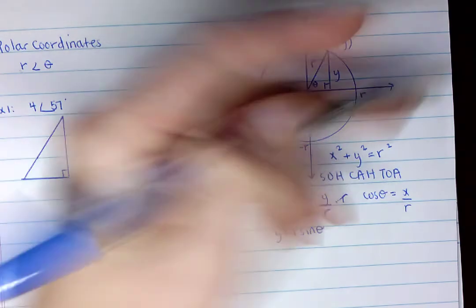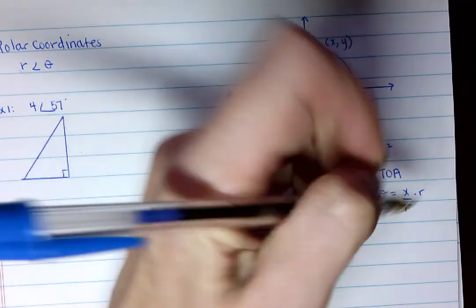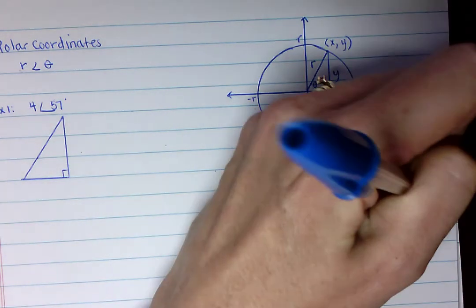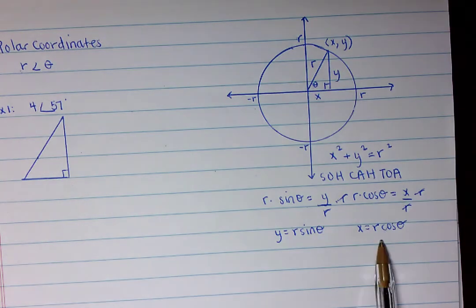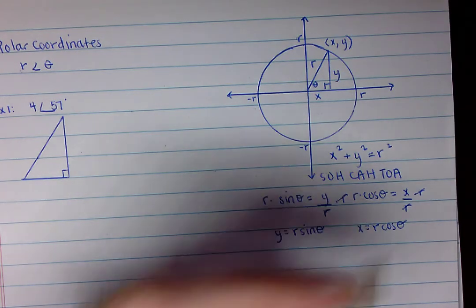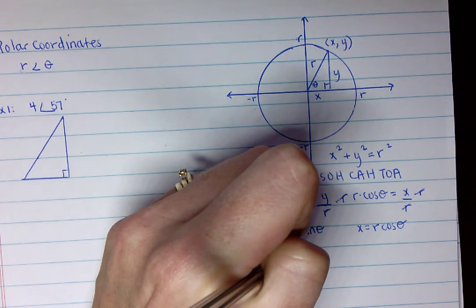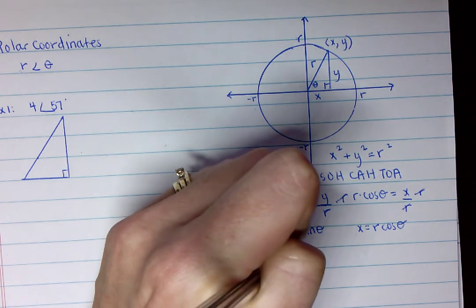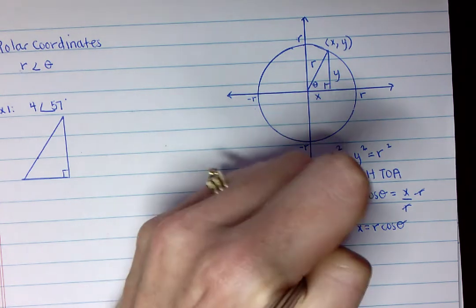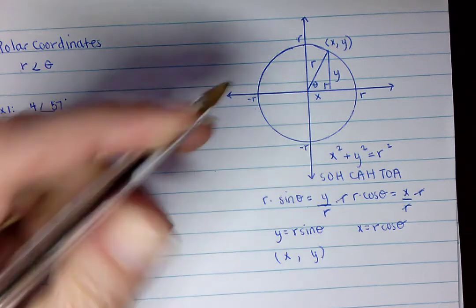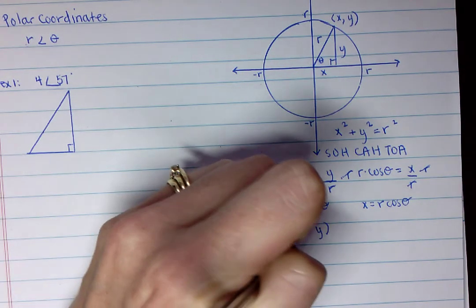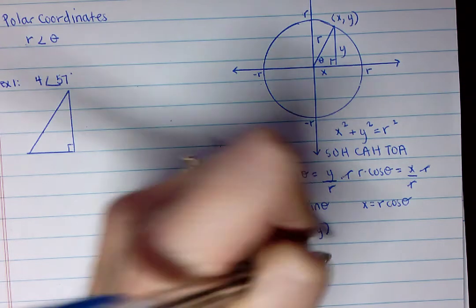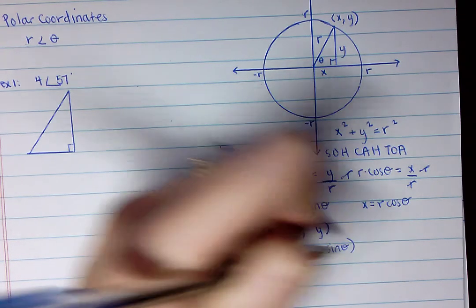And again, by multiplying both sides by r, we get r cosine theta equals x, or x equals r cosine theta. So now we have a way to convert between polar and rectangular. If we want to put x first, we would say x and y, right? If it's written as a point, that's going to be r cosine theta, comma, r sine theta.